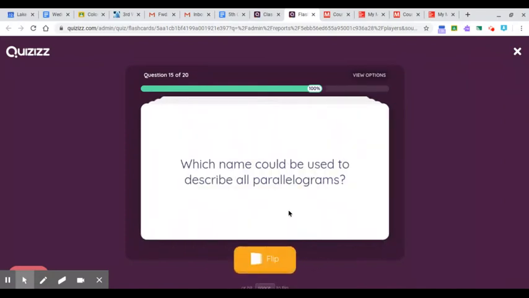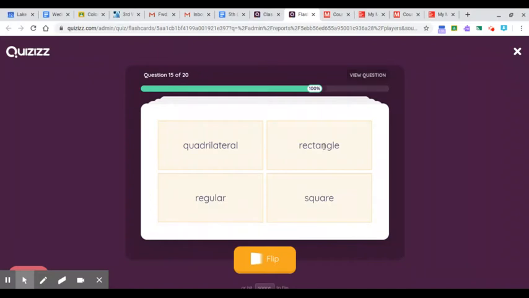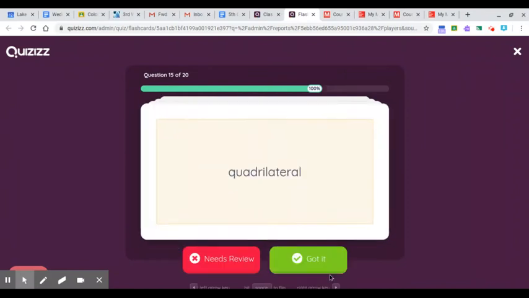Which name could be used to describe all parallelograms? So when it says all, you got to be really careful here. All parallelograms are not going to be rectangles because some could be squares. They could be regular, but isn't quadrilateral a better answer here? They're always going to have 4 sides.